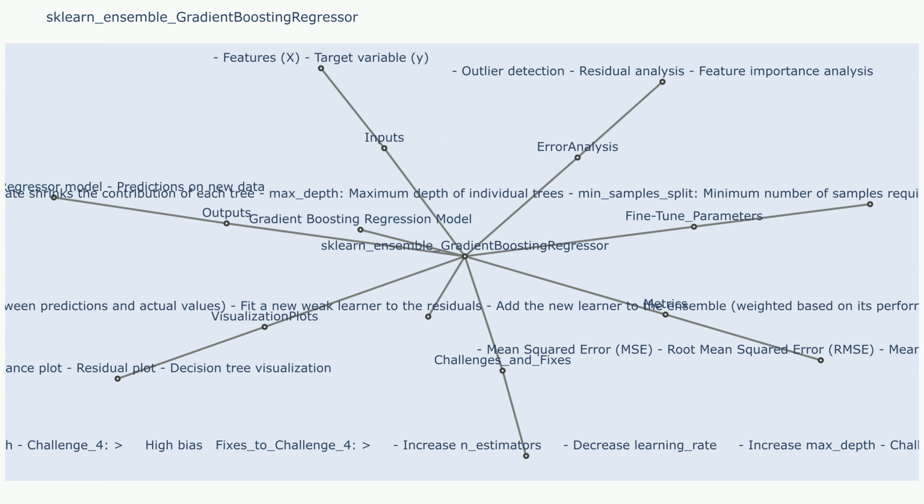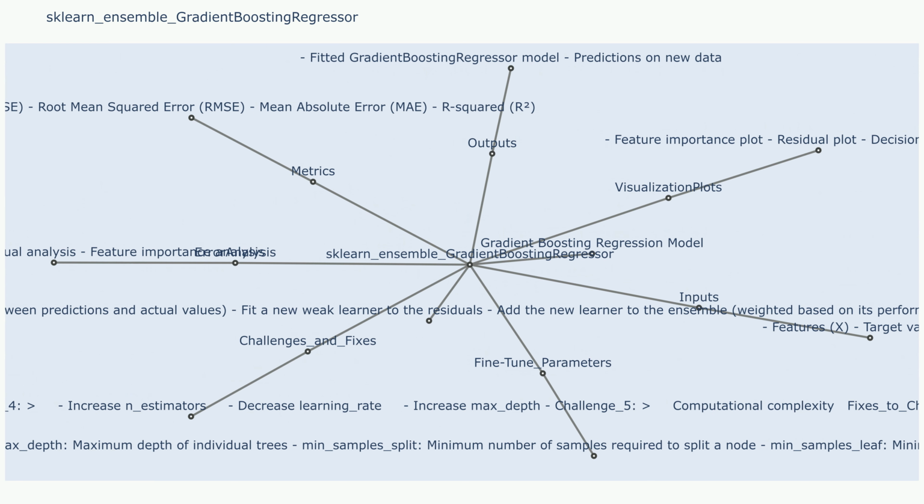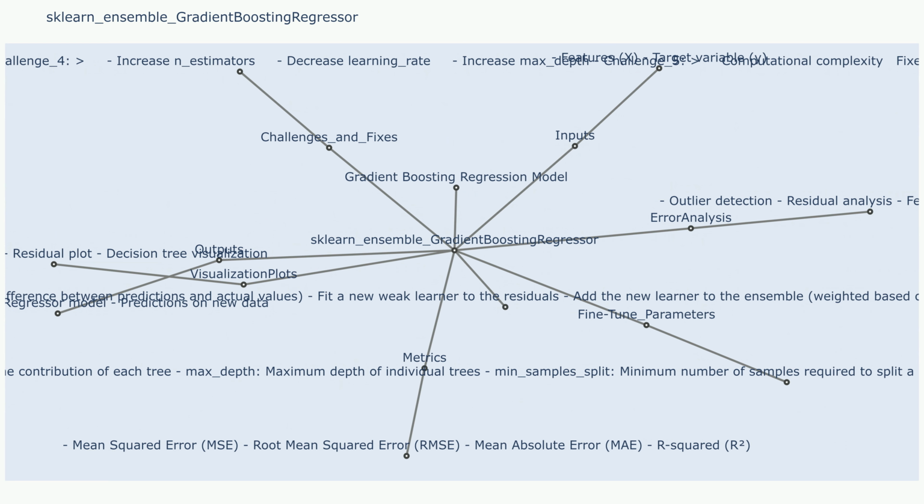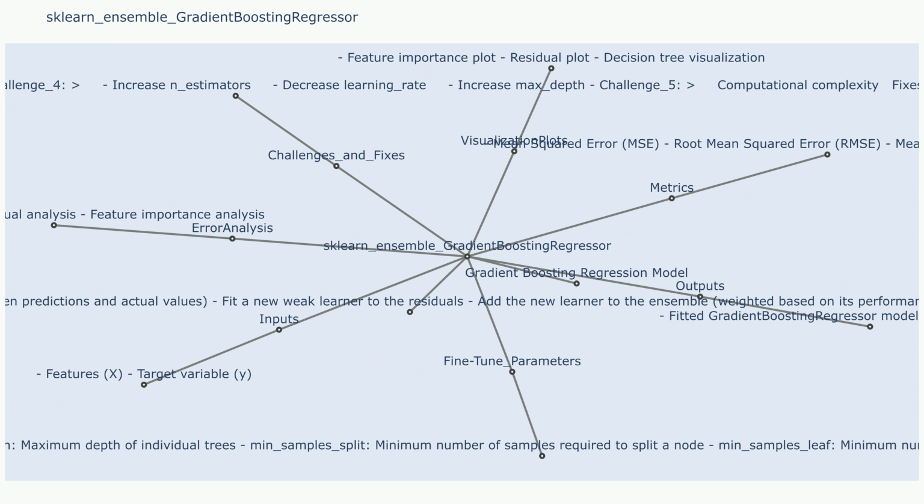Metrics. Mean squared error, MSE, measures the average squared difference between the predicted and actual values. R squared, R2, is a statistical measure that represents the proportion of the variance in the target variable that is explained by the model. Visualization plots. Feature importance plot shows the relative importance of each feature in the model. Partial dependence plots, PDP, visualize the relationship between a feature and the target variable, while keeping other features constant.